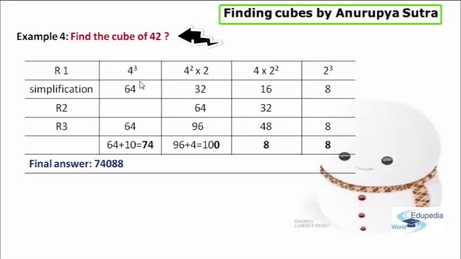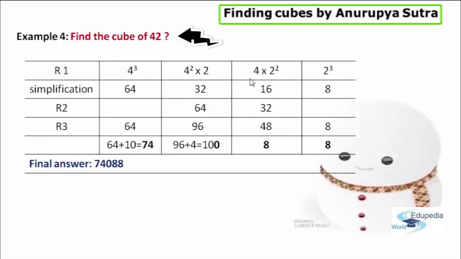And that 64 I have written in the next row called simplification over here. Moving to the second part, here what we have to do is multiply the square of the digit in tens place with the digit in ones place. So here in the example 42, the digit in tens place is 4 and the digit in ones place is 2. So therefore, 4 square into 2 is equal to 16 into 2, and that is equal to 32. And the answer 32 I have written in the next row called simplification over here.